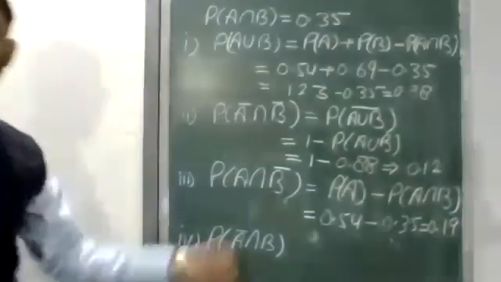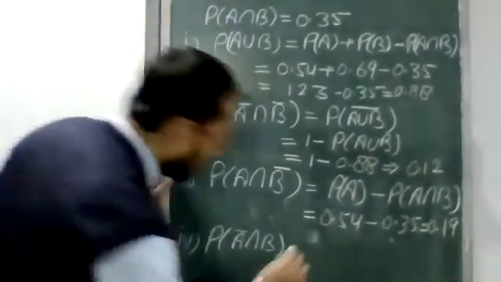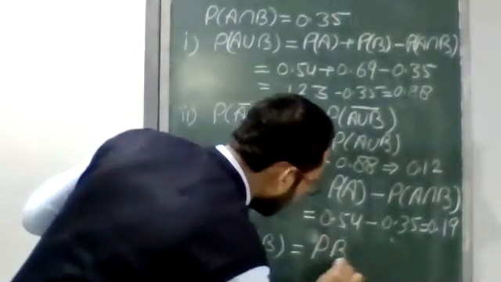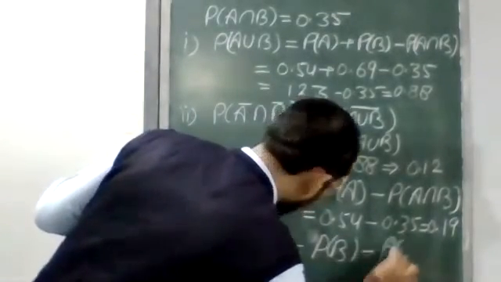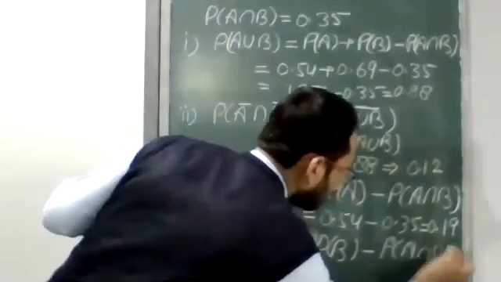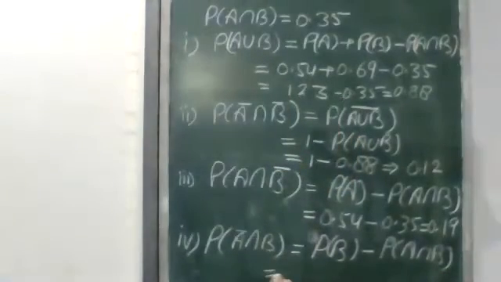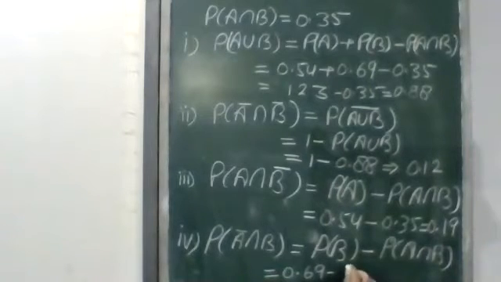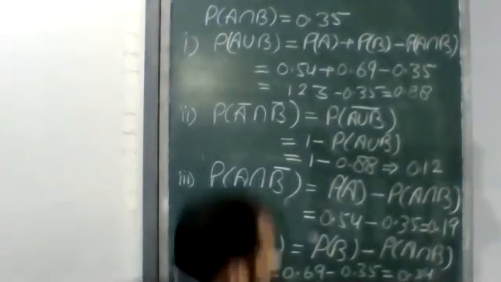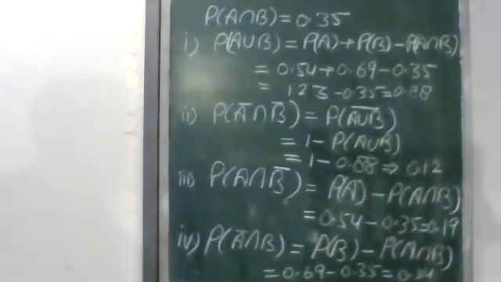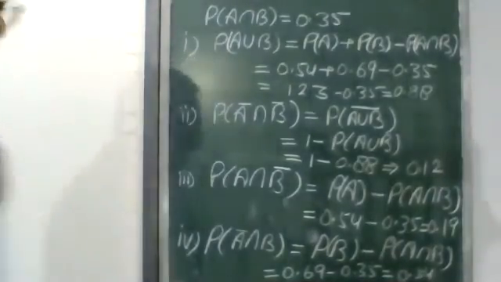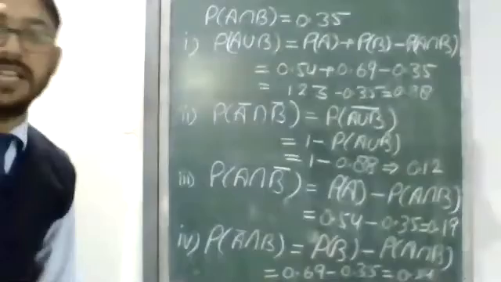In the same way, A naught intersection B can be calculated. This will be the probability of B minus the probability of A intersection B. The probability of B is 0.69 minus A intersection B, which is 0.35. So this gives me the result 0.34, which is the probability of getting not A intersection B.